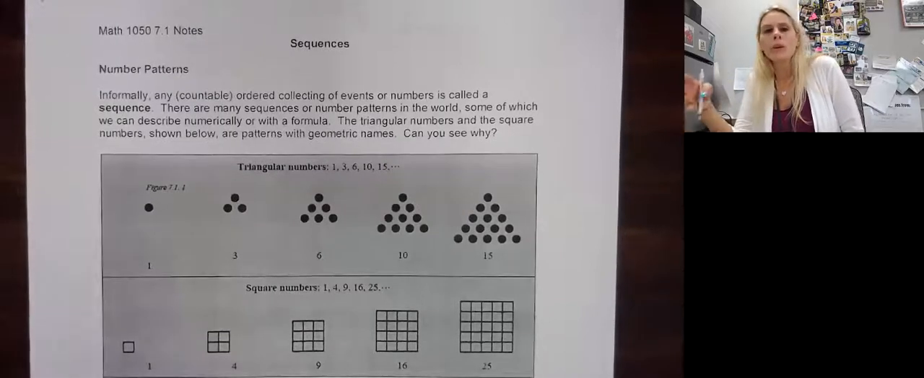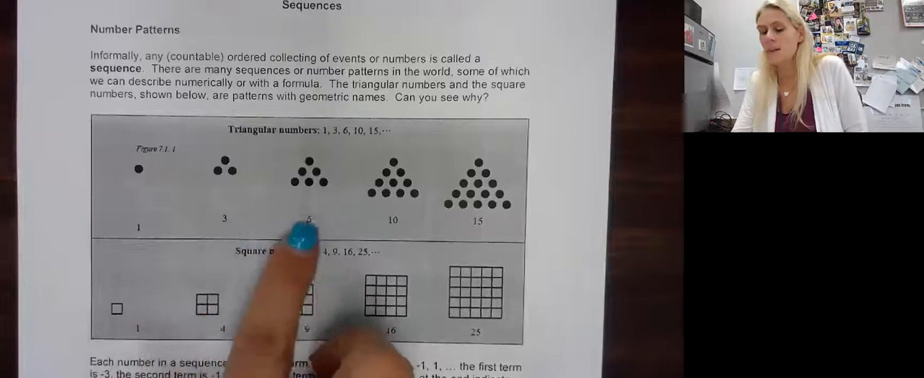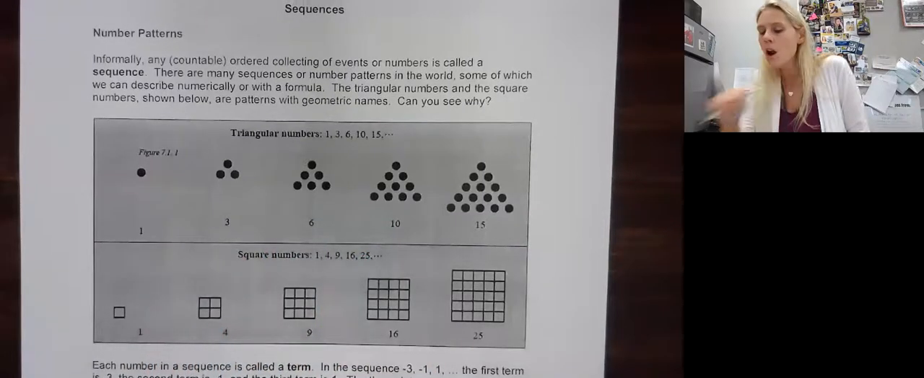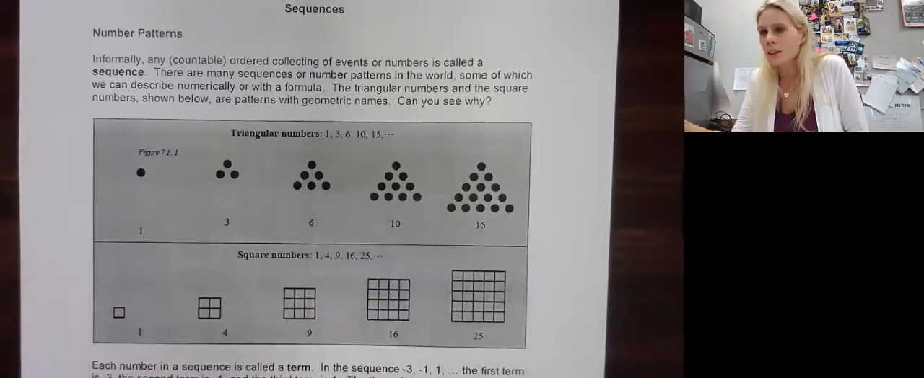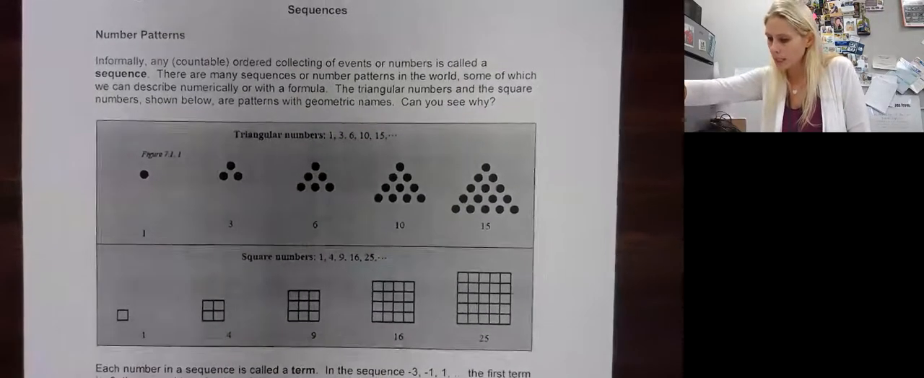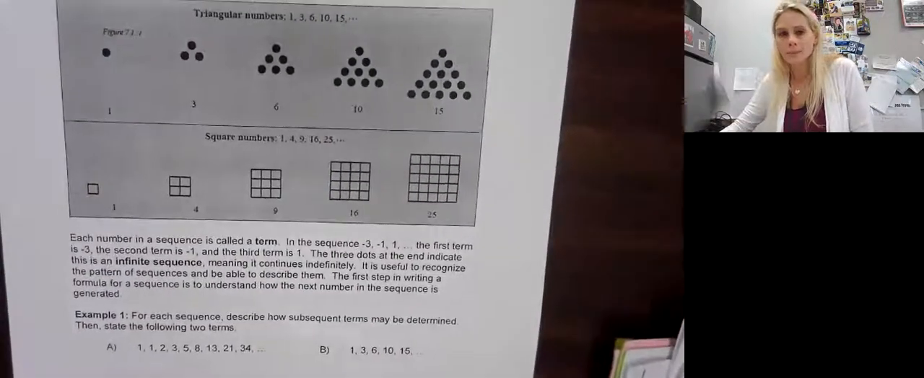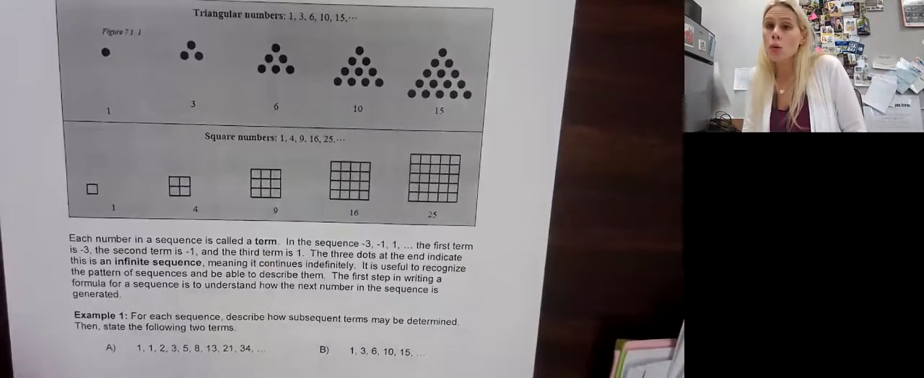So what we're doing is a sequence. We have a collection of numbers that have a pattern, okay? You can either have your pattern in your numbers, like 1, 3, 6, 10, 15, or you can have it in different shape patterns that show different things. Here we've got squares down here, and we get 1, 4, 9, 16, 25, okay? Each number in the sequence is called a term. So you'll see me say term 1 or term 2, okay? Now, if you see a dot, dot, dot at the very end, it means it goes on forever. It's what we call an infinite sequence.